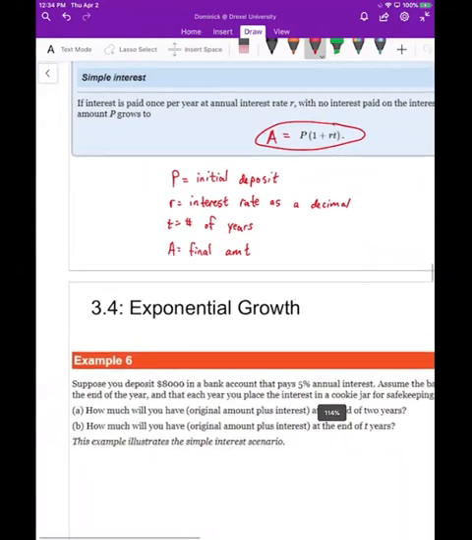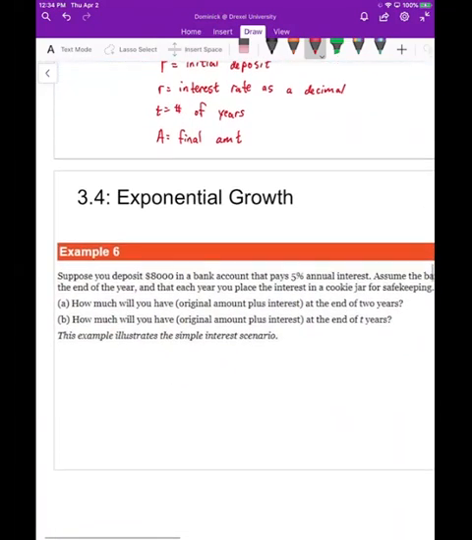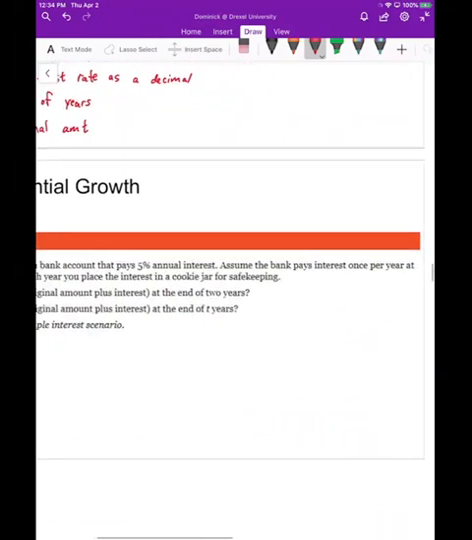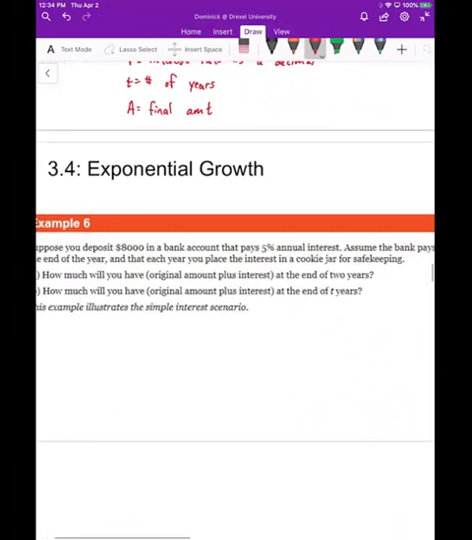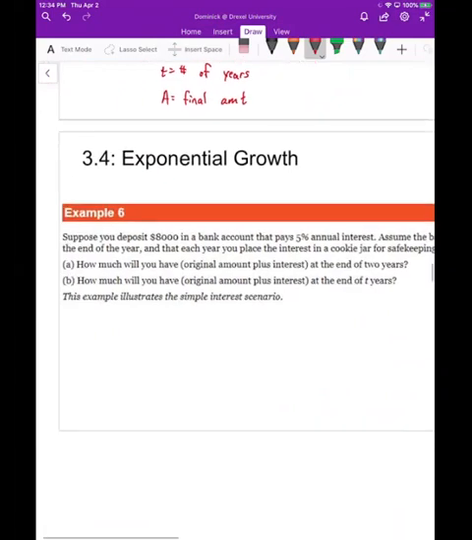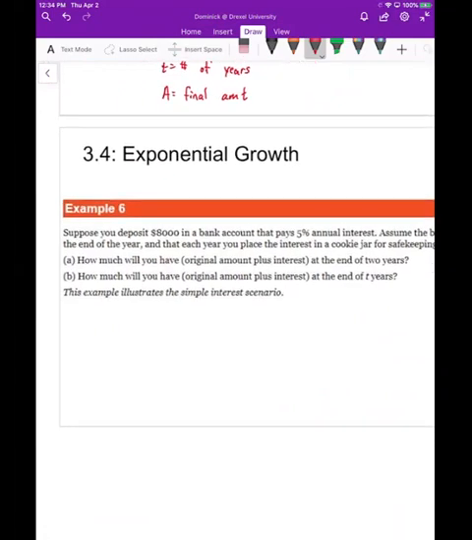So as an example, suppose that we deposit $8,000 in a bank account that pays 5% interest. We want to assume that the bank pays the interest once per year at the end of the year, and we place the interest in a cookie jar for safekeeping. Okay, so in part A, we want to know how much we will have at the end of 2 years. Okay, well, again, we want to use A equals P times (1 plus RT) because it's simple interest.